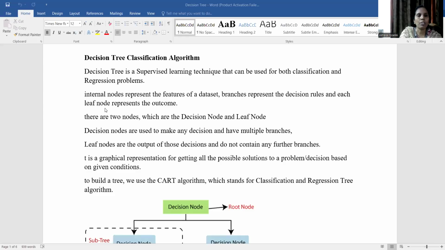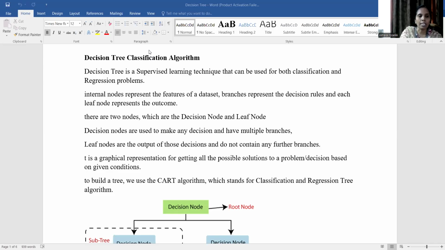So, good evening, everyone. I'm going to explain the decision tree classification algorithm in data mining. In data mining, classification is very important. Classification algorithms are used to group the data into predefined categories or classes.